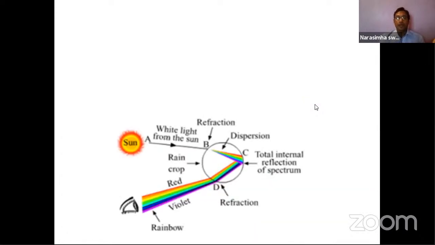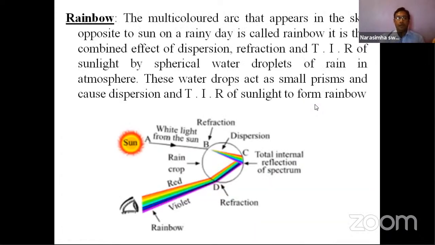Now here a very important point is rainbow. This is also part of total internal reflection. The formation of the mirage and the rainbow are very, very important from the exam point of view. So you should practice them. So here is the rainbow concept.